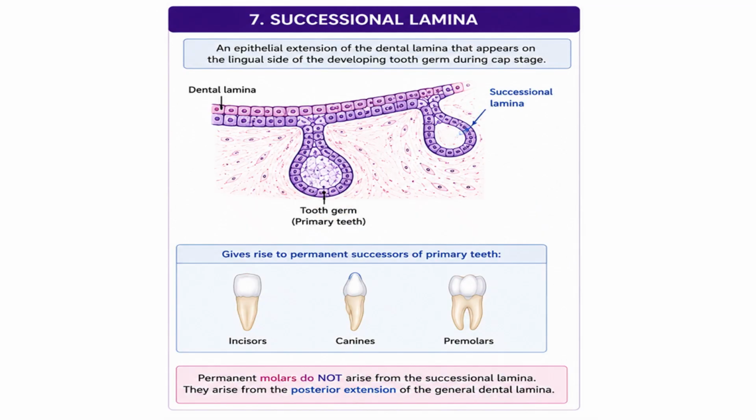So another important structure formed during cap stage is the successional lamina, which is an epithelial extension of the dental lamina that appears on the lingual side of the developing tooth germ. So this successional lamina gives rise to the permanent successors of primary teeth, that is incisors, canines and premolars, except for the permanent molars.